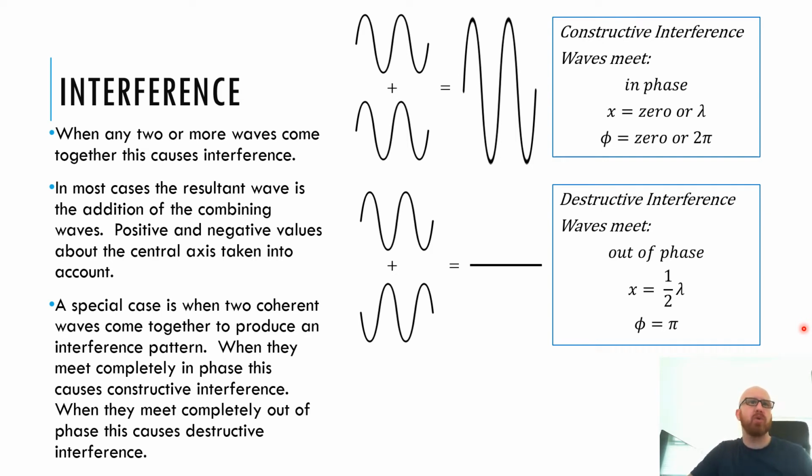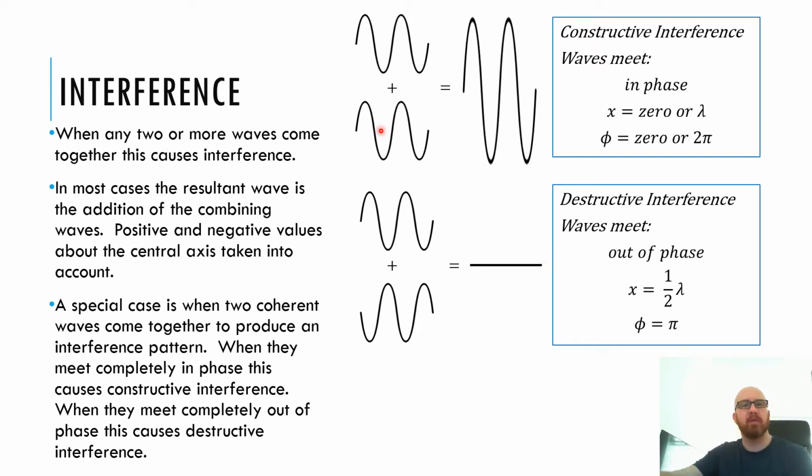Special cases occur when two coherent waves come together to produce interference patterns. If two waves are coherent with one another, then they can line up and do some pretty important things, but they have to be coherent. So if two coherent waves come together in phase with one another, they double their amplitude. If two coherent waves come together completely out of phase, they cancel each other out. If the amplitude of each wave is the same, then they totally cancel each other out.